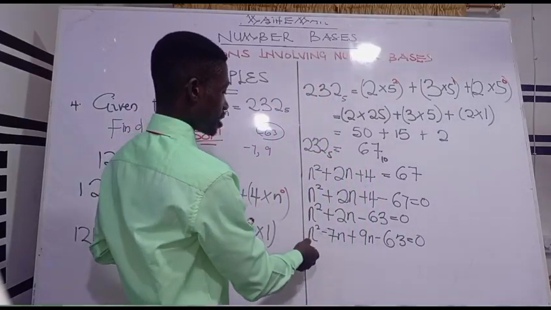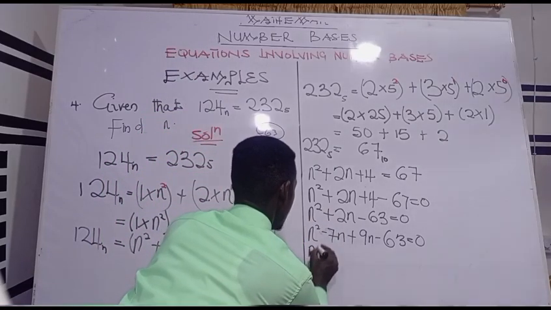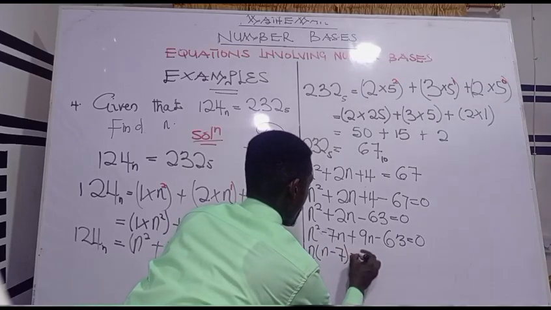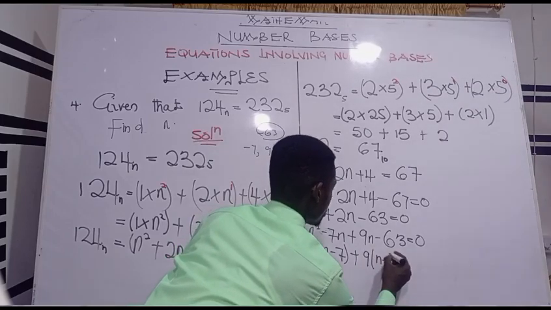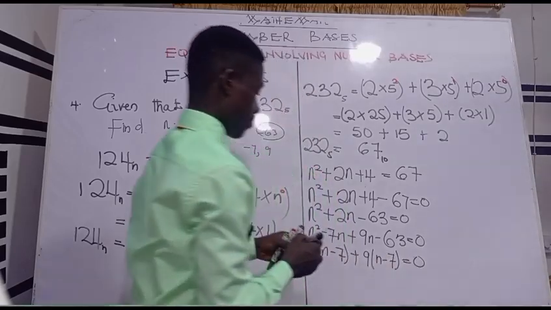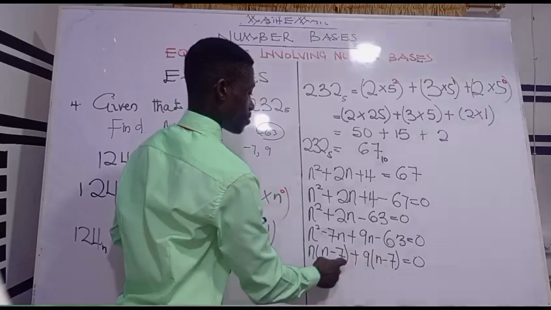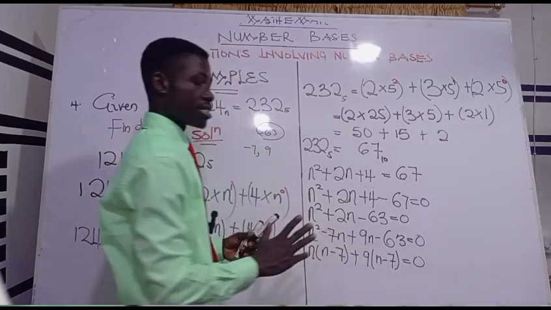So let's factorize. n is here, let's factorize n out. So we have n out, we are left with n minus what? 7. Let's bring 9 here, we are left with n minus what? 7 is equal to 0. Always the numbers within the bracket have to be the same. So this and that have to be the same, okay?